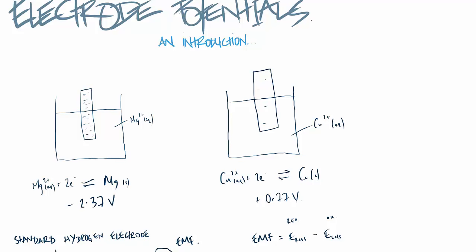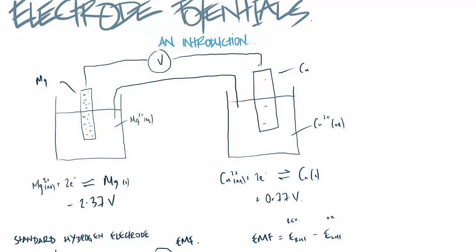What I can say is I will do just what I've done there in the standard hydrogen electrode one, and I'll put in a wire, a voltmeter, and a salt bridge. Again, potassium nitrate there, piece of paper, tube, whatever it is. Now I know my value here is minus 2.37 volts, and here my value is plus 0.77 volts.